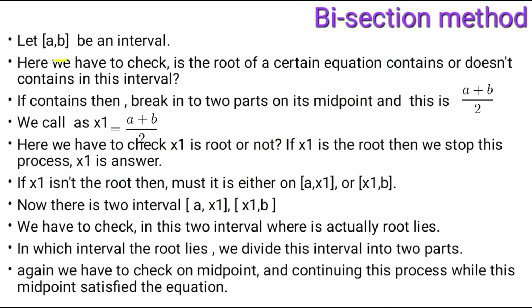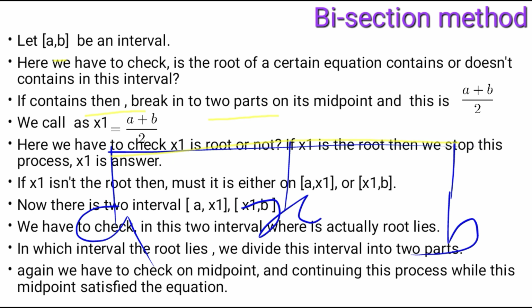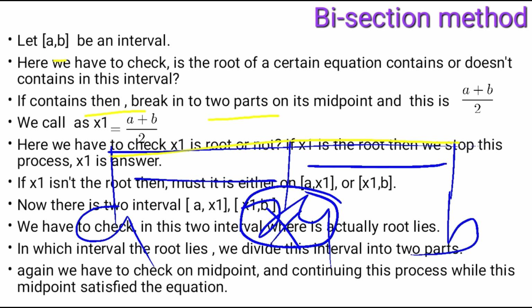Now go to the bisection method. So, if the root is contained in the closed interval [a, b], then break it into 2 parts at its midpoint, which we call x1. Here we have to check whether x1 is a root or not. That is, whether the functional value of x1 equals 0 or not. If it is 0, we stop this process and x1 is a root. If x1 isn't the root, then it must be either in the closed interval [a, x1] or the closed interval [x1, b].